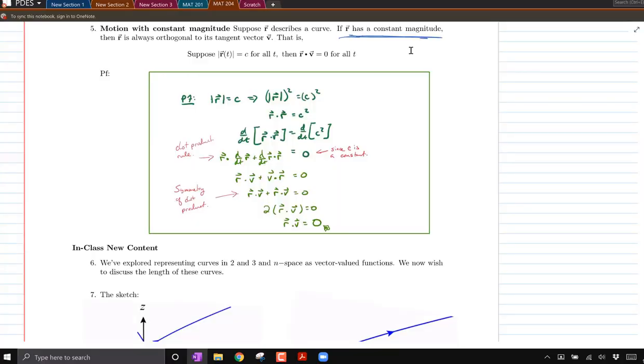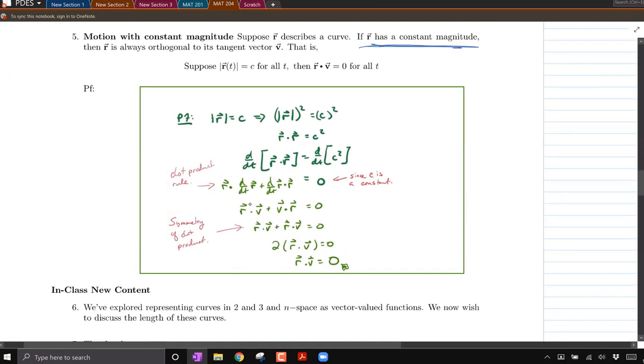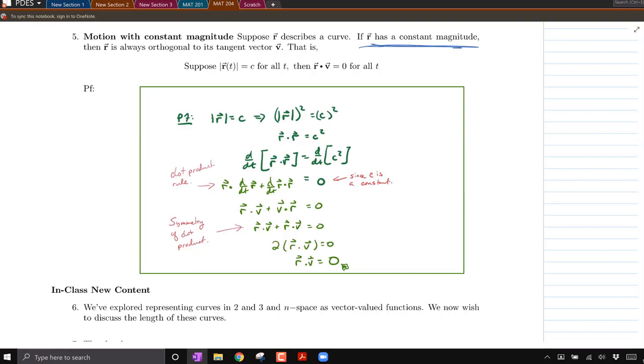So even though we're jumping into this discussion on arc length, the first thing I want to do is recap this discussion that we had. Actually, it was the very last thing we talked about in class before the exam, and that was that if you have a curve that has a constant magnitude, then when you dot that with its velocity, it's always orthogonal to its velocity vector. So its position vector will always be orthogonal to its velocity vector if it has a constant magnitude.